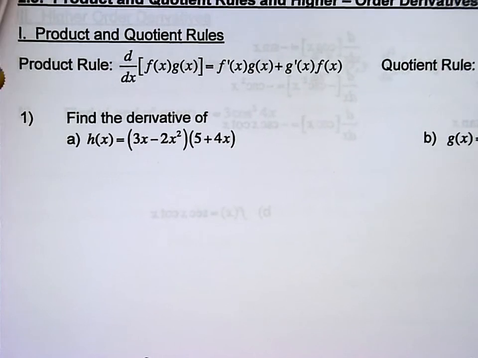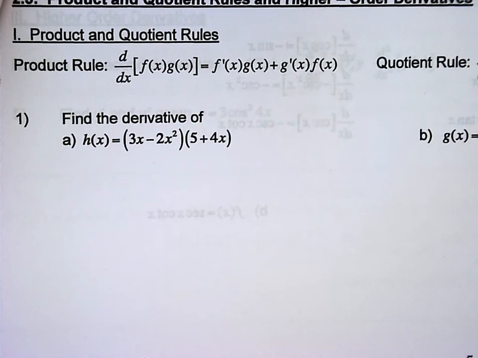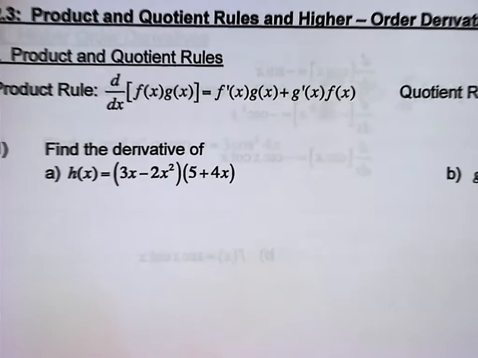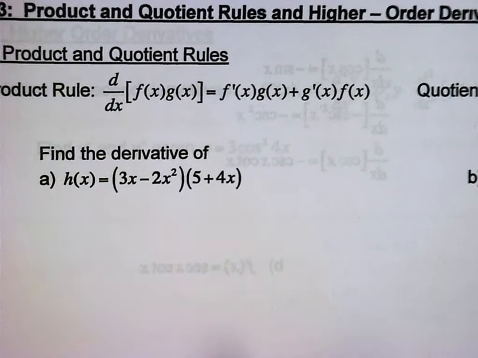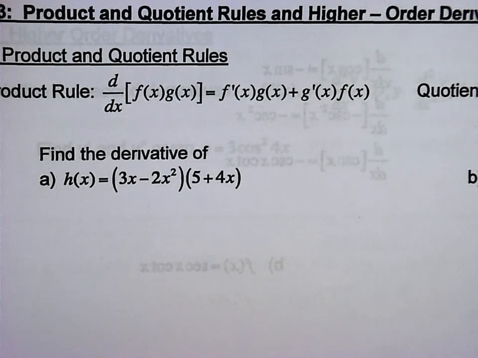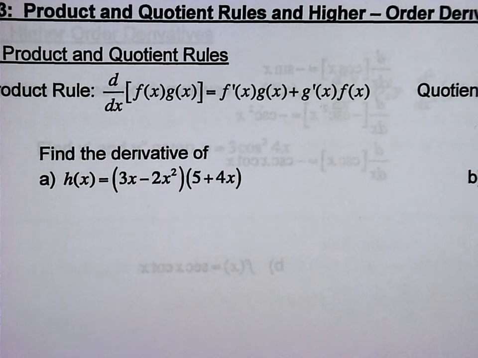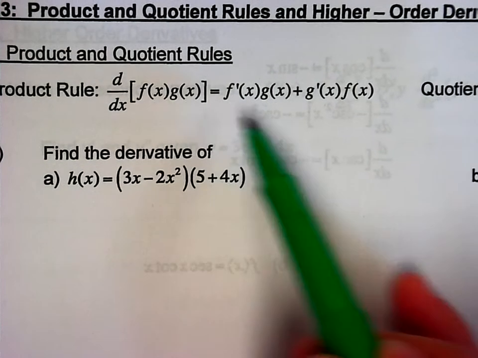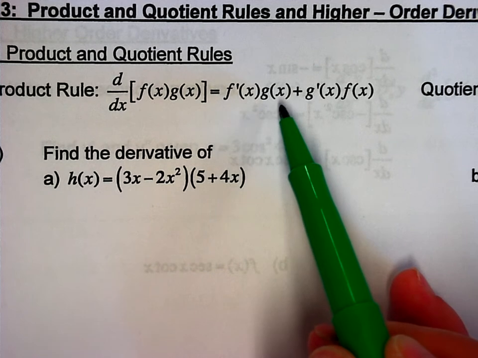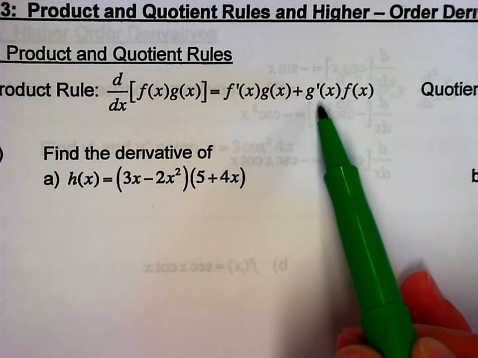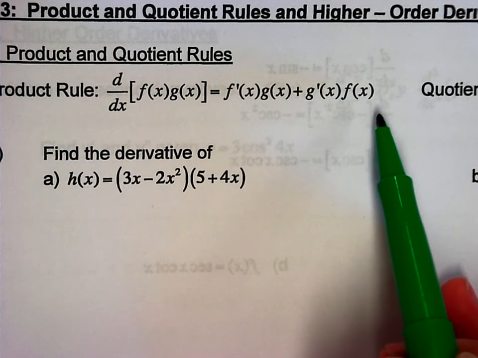So in your notes, we're going to go through the product and quotient rule. So let's start with the product rule. The product rule says if you are taking the derivative of two functions, and let's call them f of x and g of x, then the derivative is going to be the derivative of the first function times the second plus the derivative of the second function times the first.